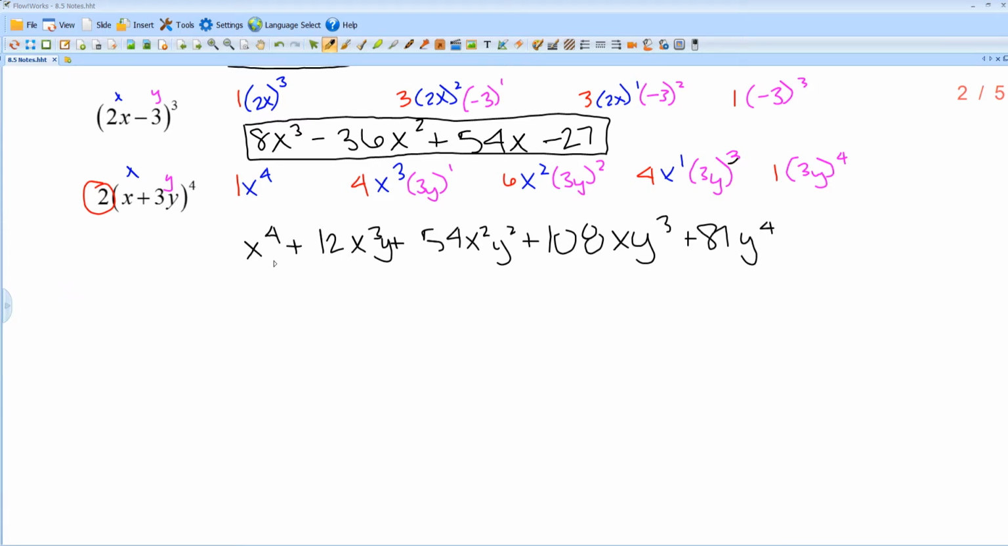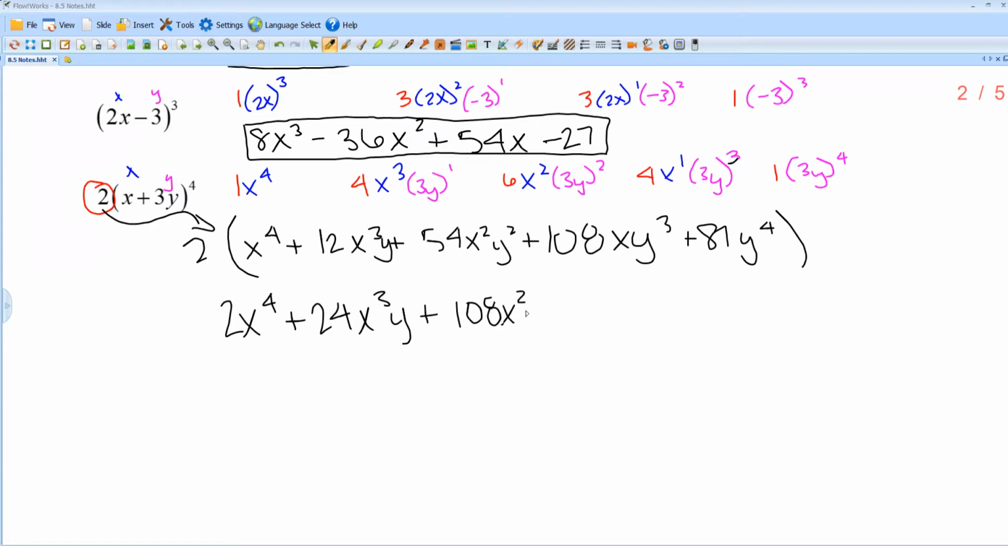Notice again, my x's decrease: x to the fourth, third, second, first, 0. My y's increase: 0, 1, 2, 3, 4. This whole thing has a 2 in front of it. That's now going to get distributed. Easy part here at the end. So 2x to the fourth plus 24 x cubed y plus 108 x squared y squared plus 216 x y cubed plus 162 y to the fourth.